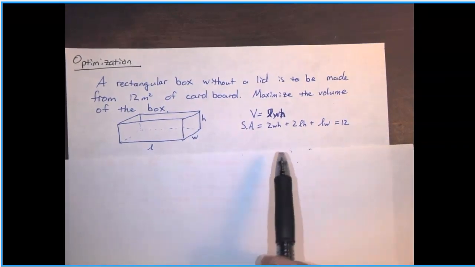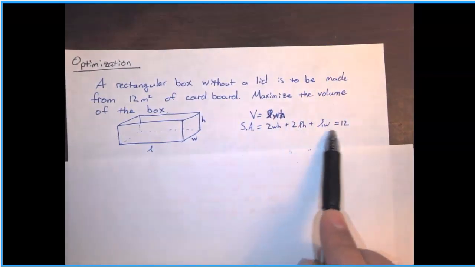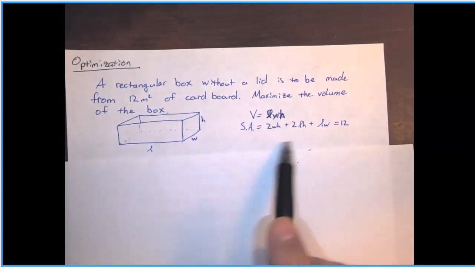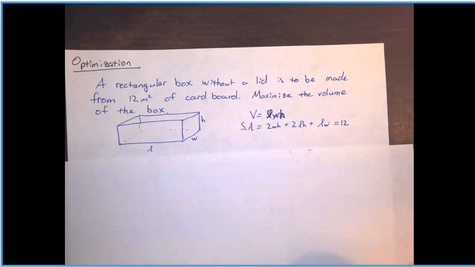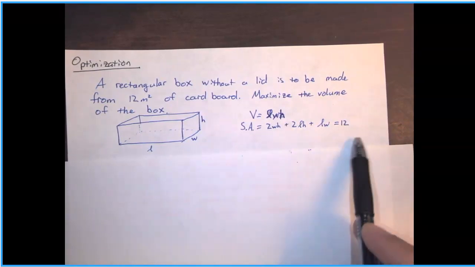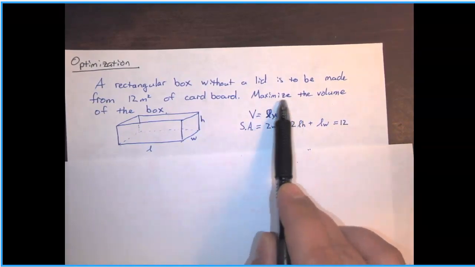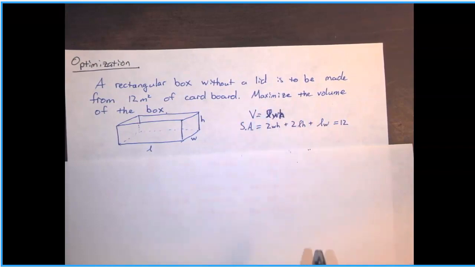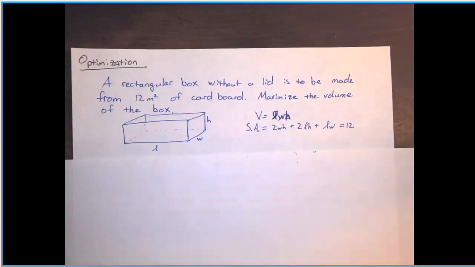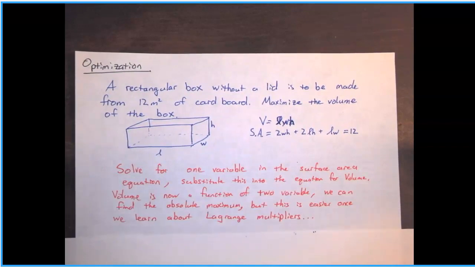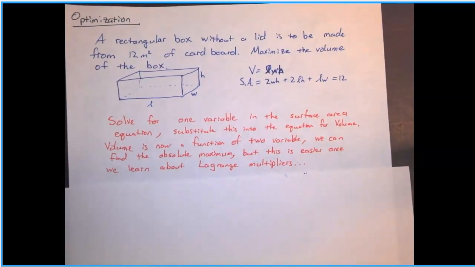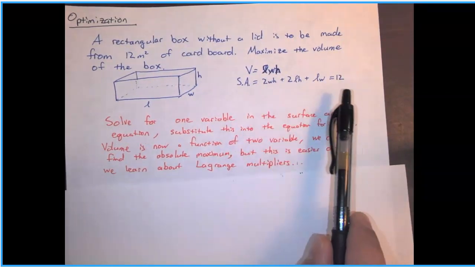Well, I need to solve this equation for one variable. So pick one variable, L, W, or H. It doesn't matter what you pick. Solve for that variable, plug it back in here, and now volume becomes a function of 2 variables. And you can use the techniques we've talked about in this video and the last video. That's going to be super annoying, right? You're going to get something that doesn't look so good here.